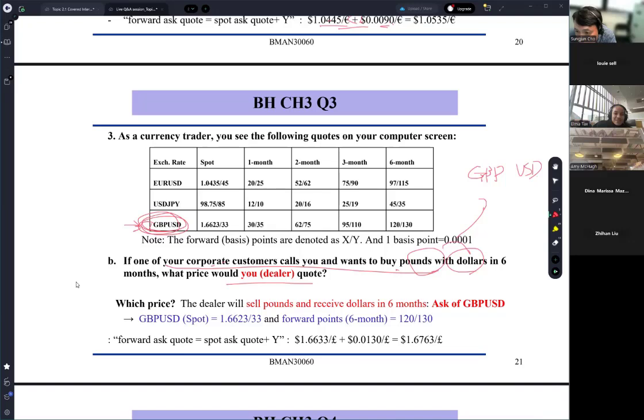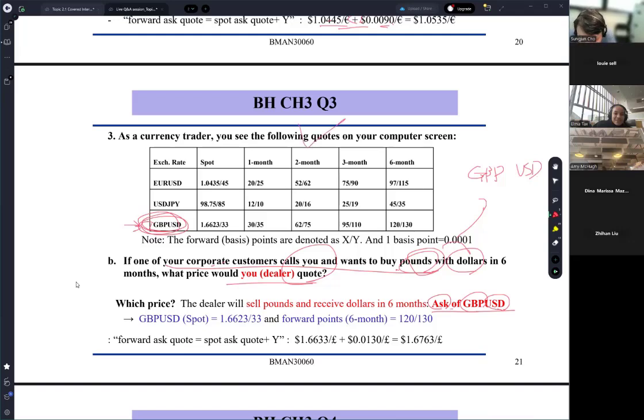From the dealer's point of view, you are selling. So the dealer is selling pounds for dollars. That should be the ask price of GBP USD. The dealer is selling the currency in the denominator for dollars at the ask price, right? So this question asks you to compute the ask price of GBP USD given this table. How do we get that?